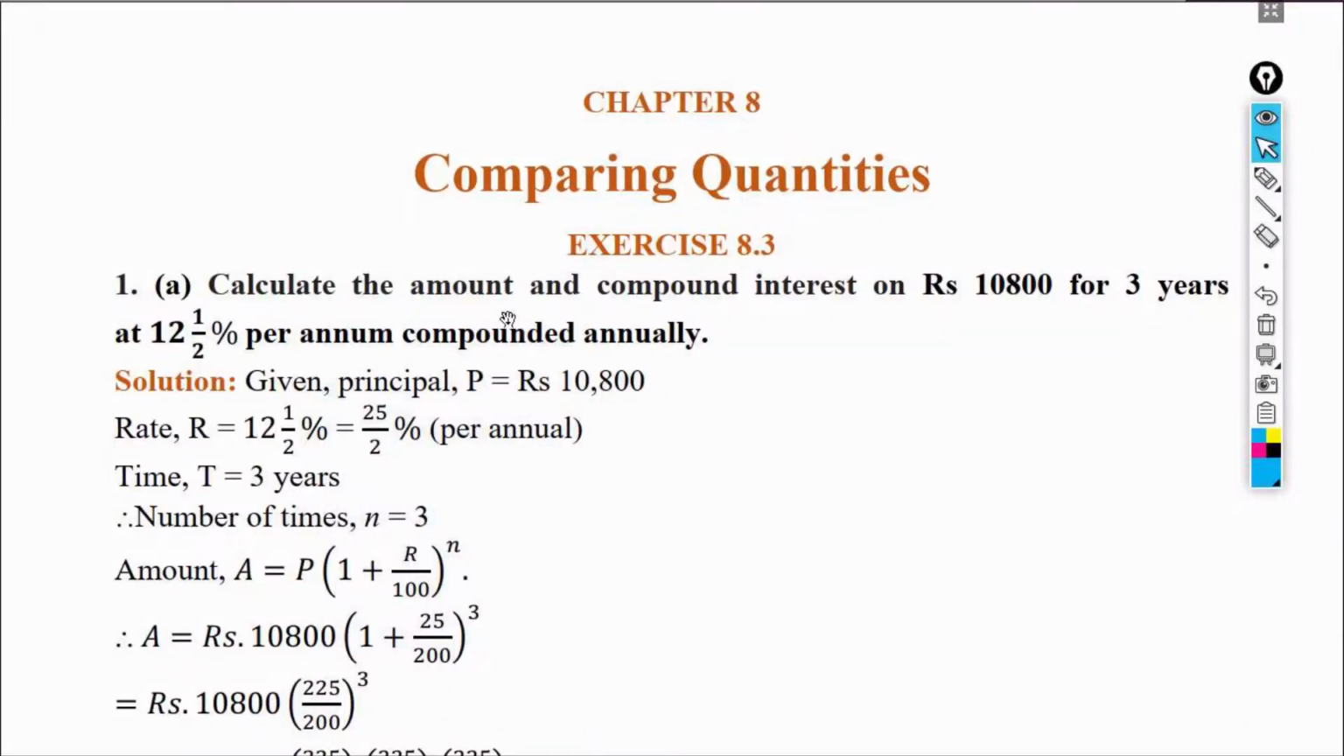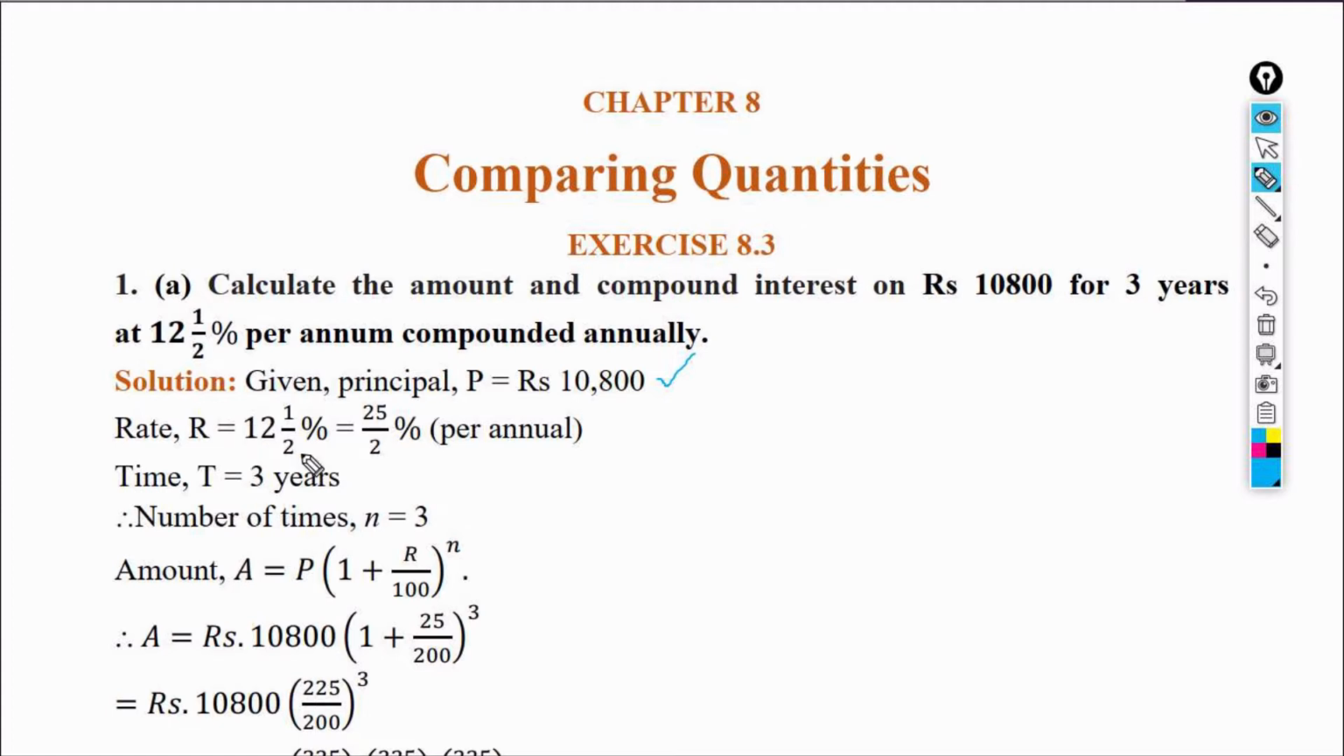Students, in exercise 8.3, question number 1, A. Calculate the amount and compound interest on rupees 10,800 for 3 years at 12.5% per annum compounded annually. Here is the question. First of all, write down the given things, that is P, principal, equal to rupees 10,800, R, that is rate of interest, equal to 12.5%.